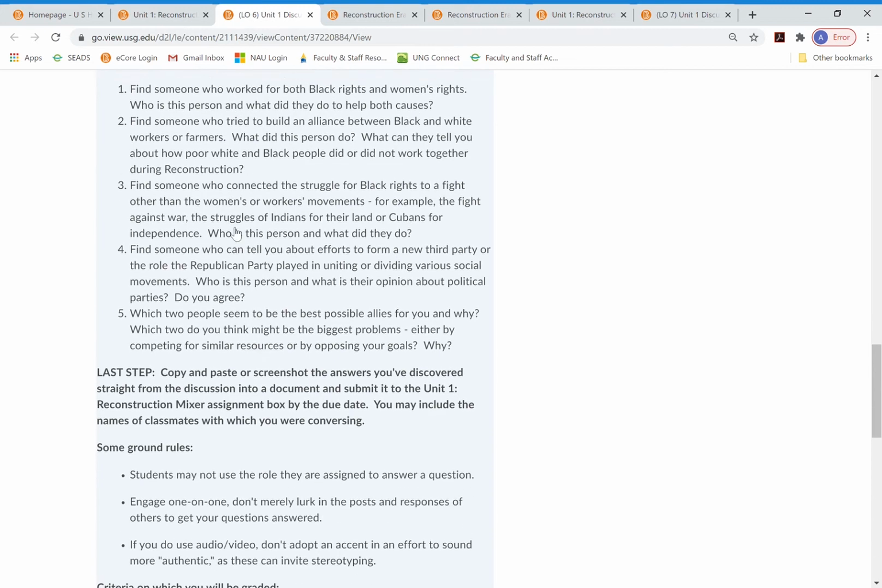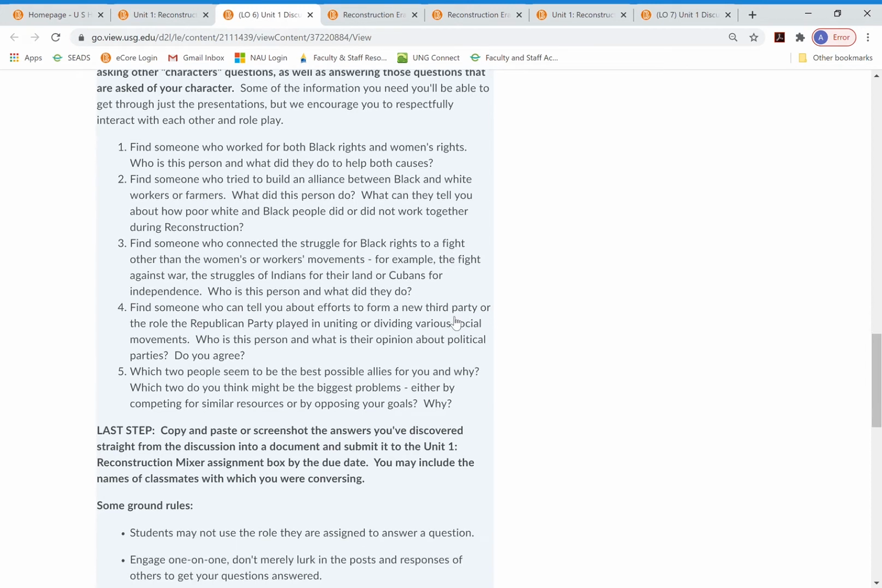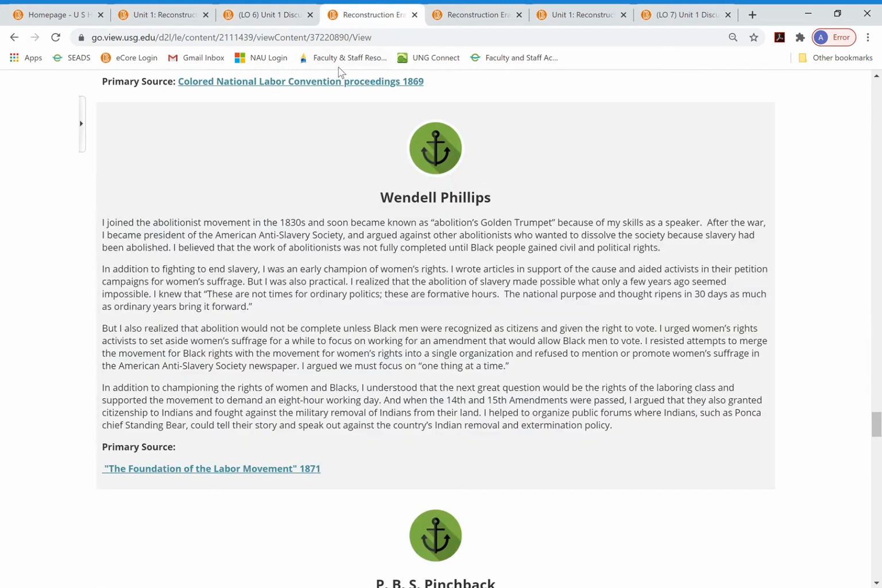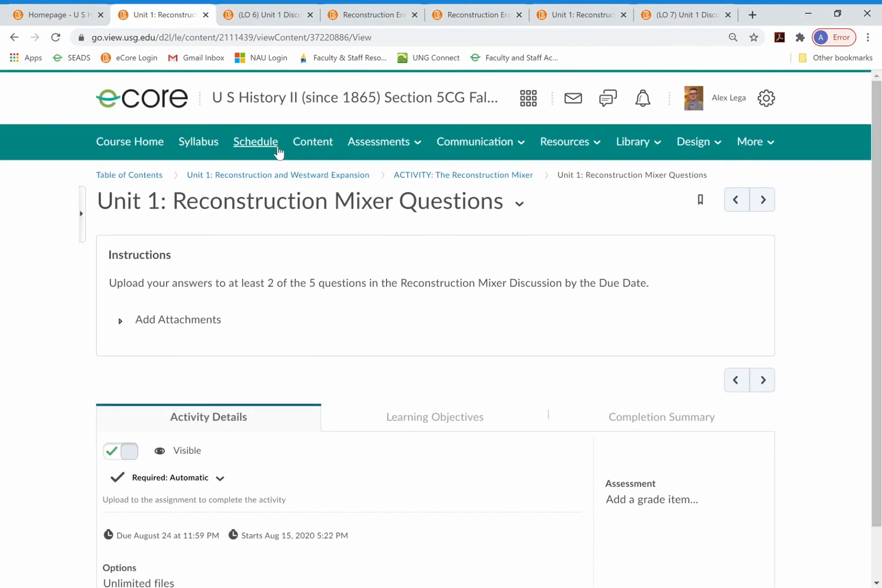Then after you do this, you'll go in, you'll respond to at least 2 of your classmates, go ahead and screenshot the response that you post, and that's going to get uploaded into the Unit 1 Reconstruction Mixer questions. Once you get started on this, I promise it's not going to be that complex. And if you do have any questions, just send me a text message.